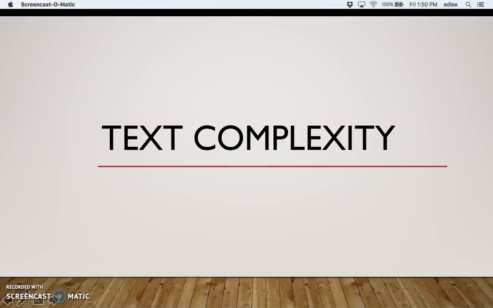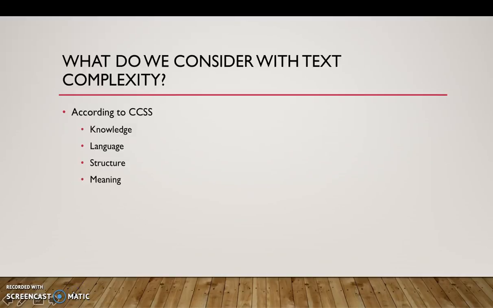Today, we are going to learn about how to analyze the complexity of different types of text. The first thing we need to ask ourselves is, what do we consider with text complexity? According to the Common Core standards, there are four main areas to consider: knowledge, language, structure, and meaning.